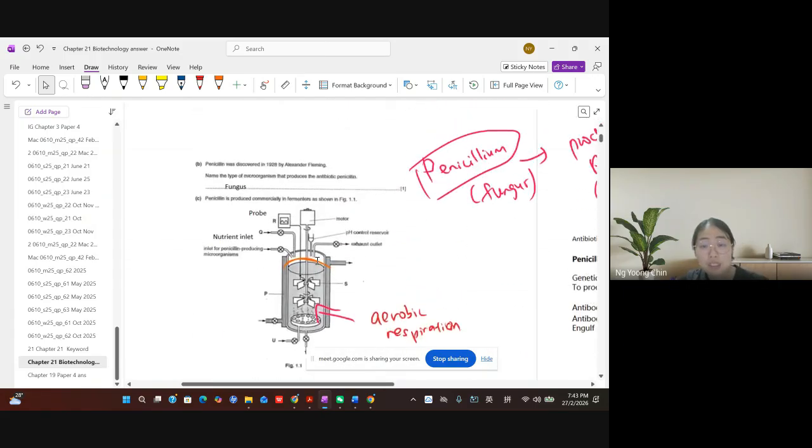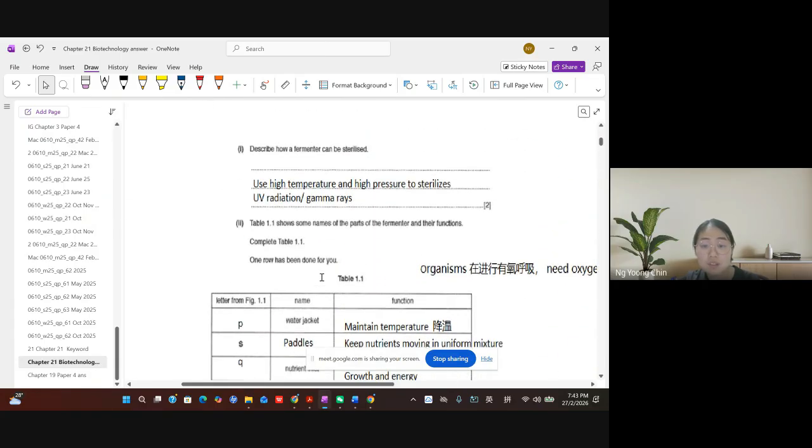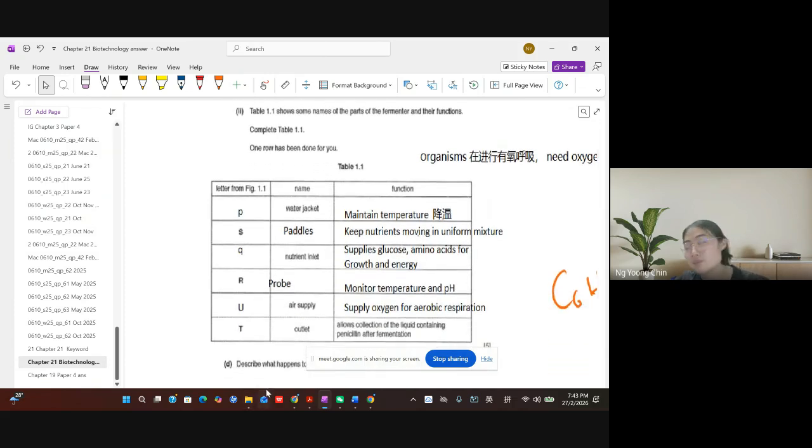Describe how the fermenter can be sterilized. Use high temperature, high pressure, UV radiation and gamma rays. If the temperature is high enough, it can kill the bacteria. The resistant bacteria may still not be killed, but at least some of the bacteria are killed.